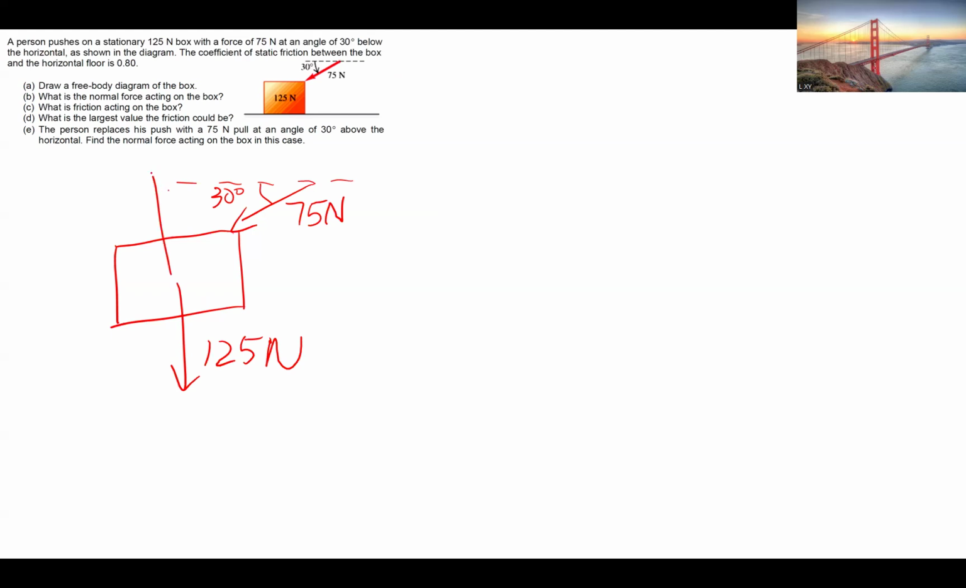125 Newton, a normal force acting on it, and the applied force, 75 Newton, at 30 below the horizontal, which can be split into two parts, a horizontal component and a vertical component. The horizontal component is 75 cosine 30 degrees, and the vertical component is 75 sine 30, which is acting downward. And also we have the frictional force opposing the intended motion, like this.